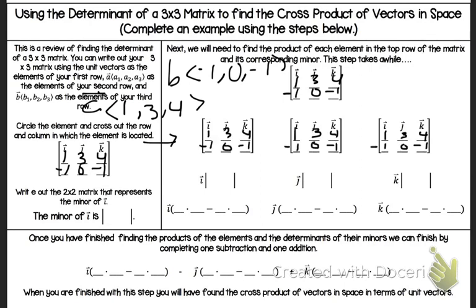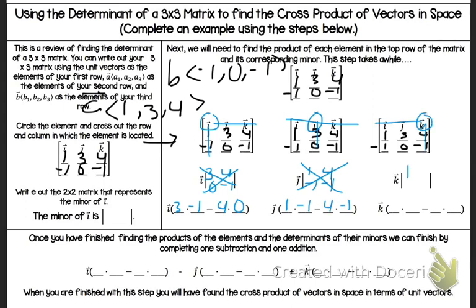Okay, now to get your i, we're going to circle the i, cross these out. So we're left with 3, 4, 0, -1. That means we're going to do 3 times -1, minus 4 times 0. For j, we're going to circle the j, cross those out. We're left with 1, 4, -1, -1. So we do 1 times -1, subtract 4 times -1. And then k, cross those out. 1, 3, -1, 0. So 1 times 0 here, -1 times 3 there.